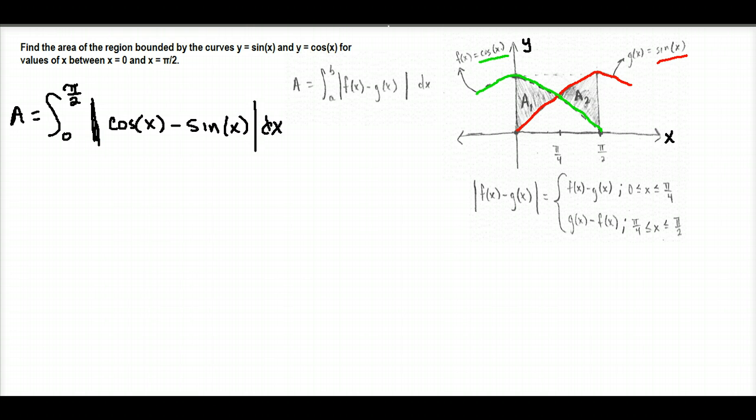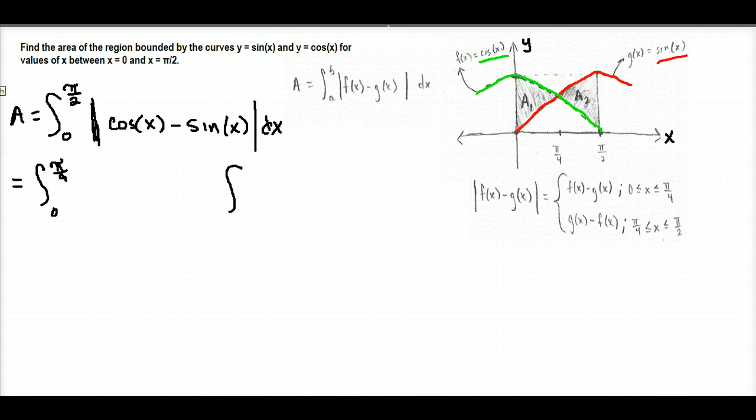then dx. Now, just as we discussed before, we need to break this integral up into two different pieces. So there needs to be a part for x equals 0 to x equals pi over 4, and there needs to be another part for x equals pi over 4 to x equals pi over 2.